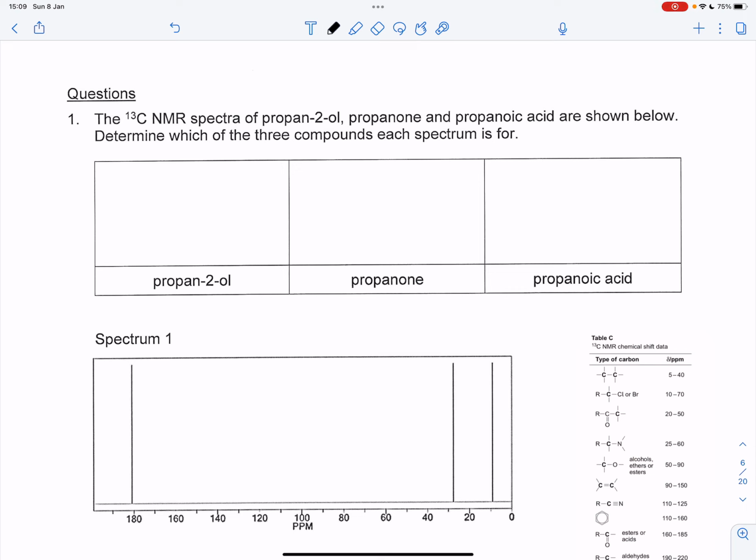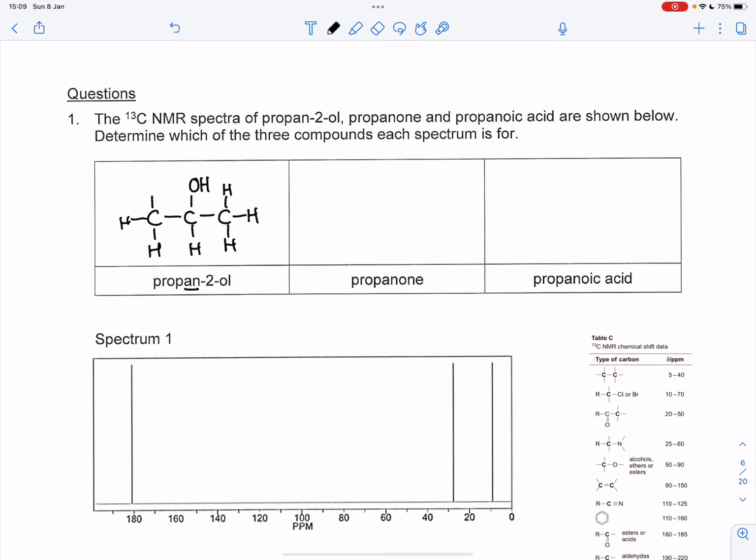First thing we need to do is draw the structure of those. So if we remember that prop is our word for 3, and that the -an part of the name tells us we've got single carbon-carbon bonds, and that the 2-ol part tells us we've got an alcohol group on number 2. We then need to go around making sure that every carbon has 4 bonds. We're going to put on those hydrogens.